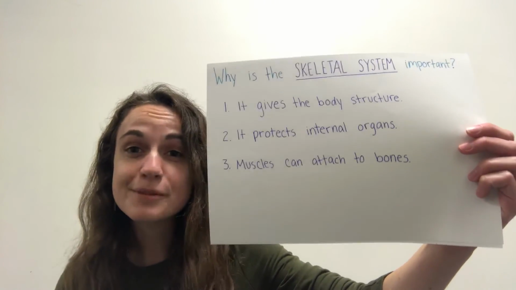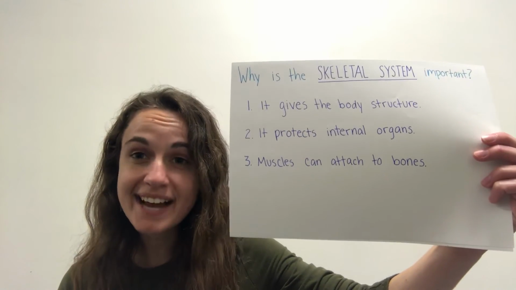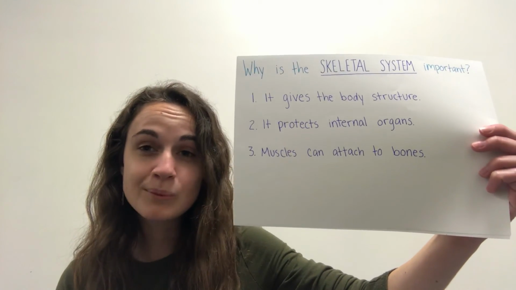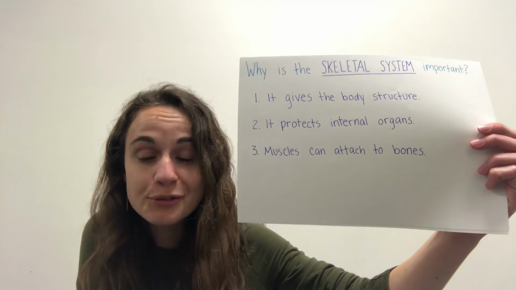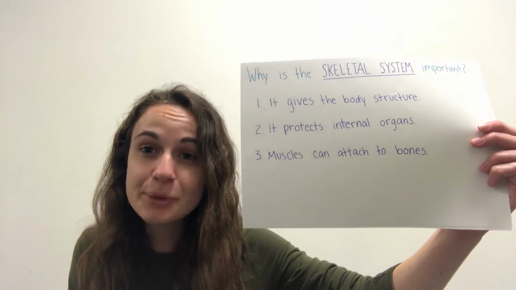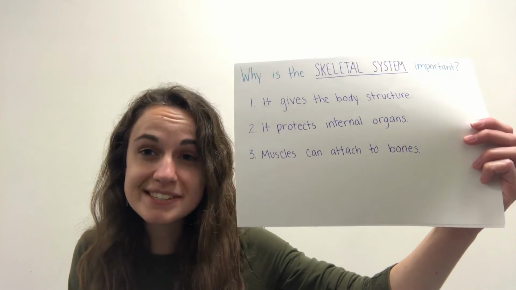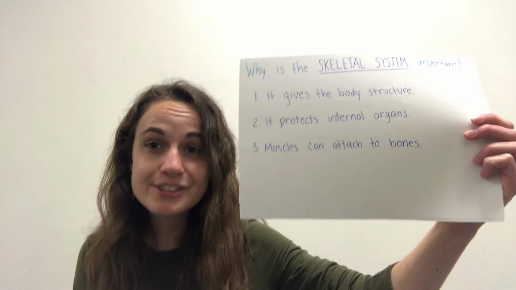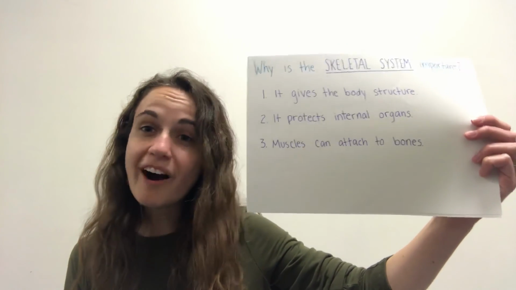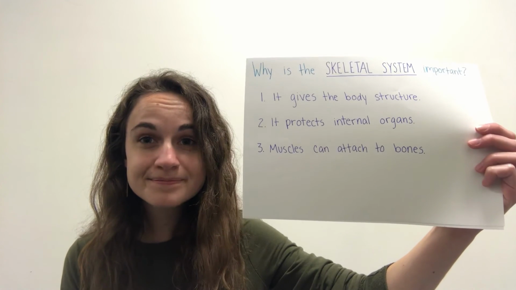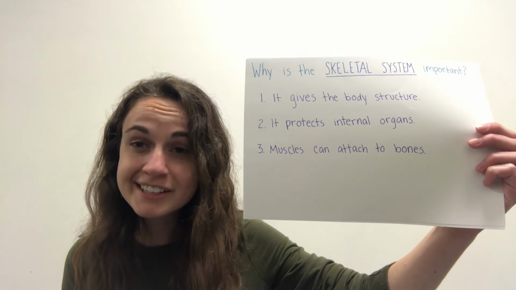And reason number three, muscles can attach to bones. We need muscles to be able to move and do so many things. So we need bones that muscles can attach to. So we can not just stand, but we can walk or run and jump. Muscles and bones work together.